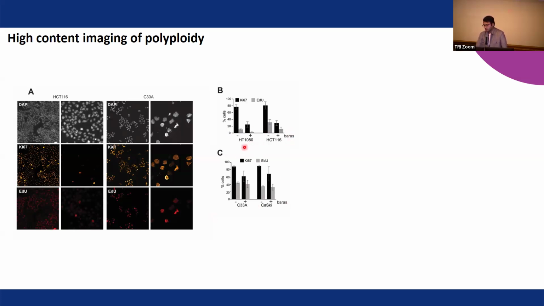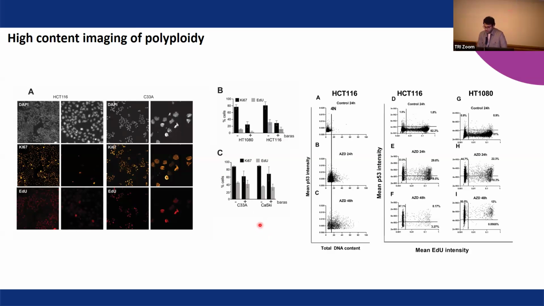Basically here, in these two cell lines, the HT1080 and HCT116, we see huge decreases in Ki67 and EdU after treatment, whereas in cells that are P53 and RB mutant, so these are the C33A and Caski cell lines, we don't see that decrease. This is another way that I've used high content imaging data.